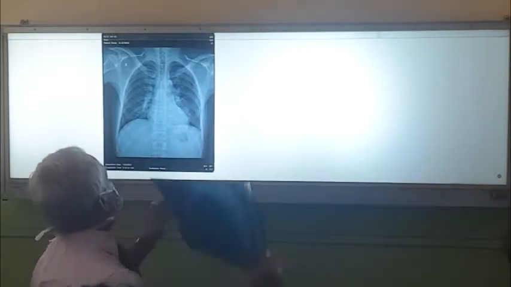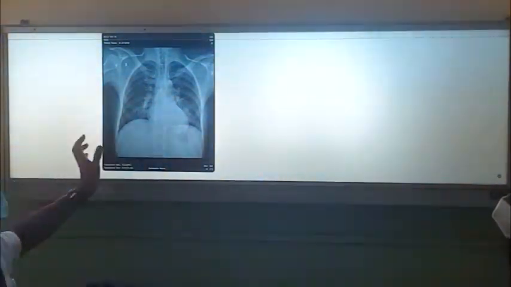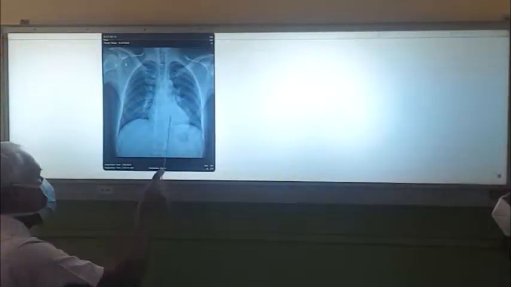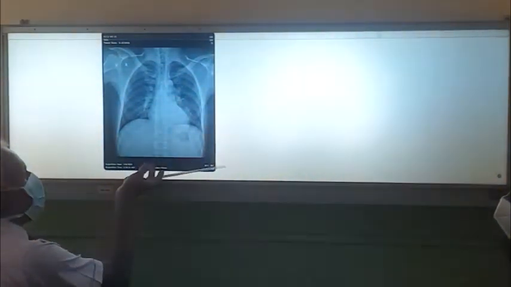Okay. So if you look at this X-ray, it's a normal looking X-ray, but if you look carefully, you can see a lot of things. What you have to concentrate on is the normal findings, the descending aorta. If you don't look for the descending aorta, you are going to miss this.